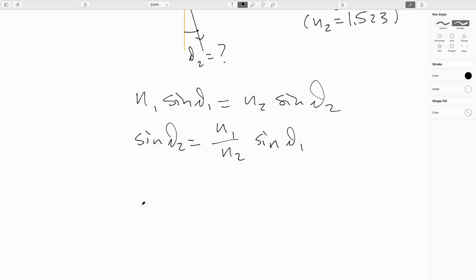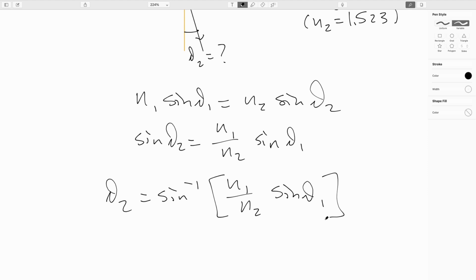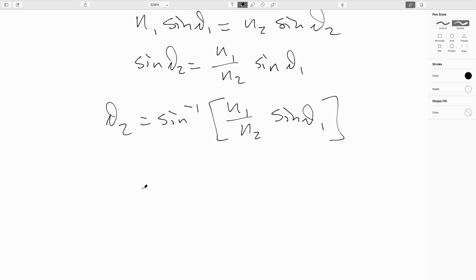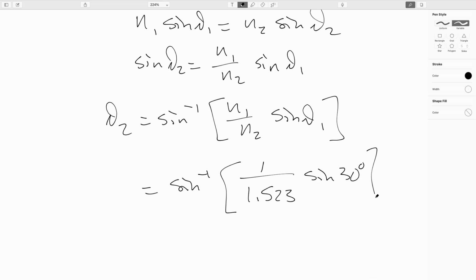So to get theta 2 by itself, we'll have to take the arc sine of both sides. So theta 2 will be the arc sine of N1 over N2 sine theta 1. So putting in our numbers here, this will be the arc sine of 1 over 1.523 sine 30, which is 19.2 degrees. All right.